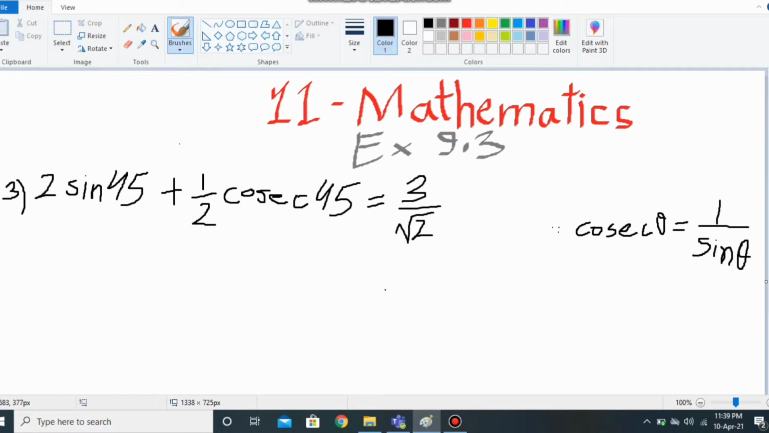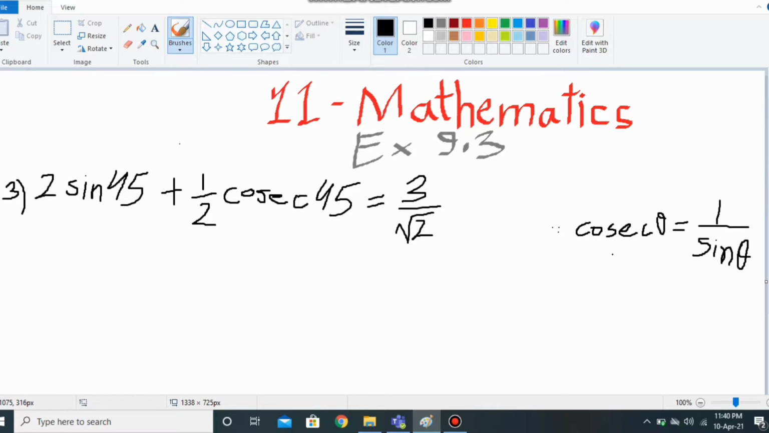So we will discuss the next question of the same exercise, that is question number 3 with the same statement. Verify the following: 2 sine 45 degree plus half cosecant 45 degree is equal to 3 over square root 2. So considering the left hand side, one thing you should understand is that cosecant is the reciprocal of sine.